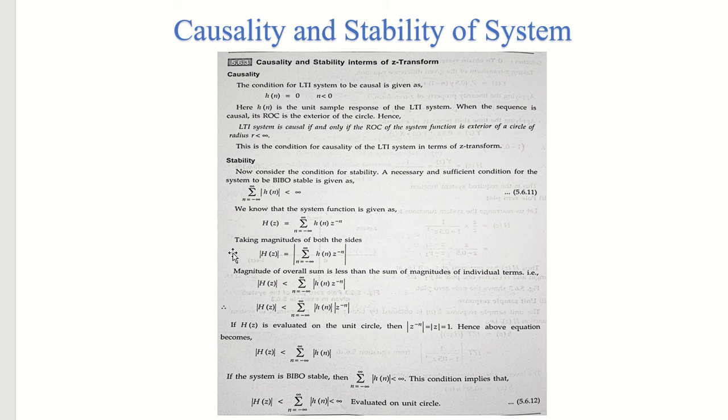And remember when we discussed the causality as well, we were talking about the same point. And what is h of n here? h of n is the unit sample response of my LTI system. When my sequence is causal, then the ROC will be the exterior of the circle. And that's what we saw in most of the cases as well, right? So we discussed it and we derived that whenever my signal is causal, the ROC is the exterior part of the circle. And when my signal is non-causal, then the ROC will be the inner part of the circle.